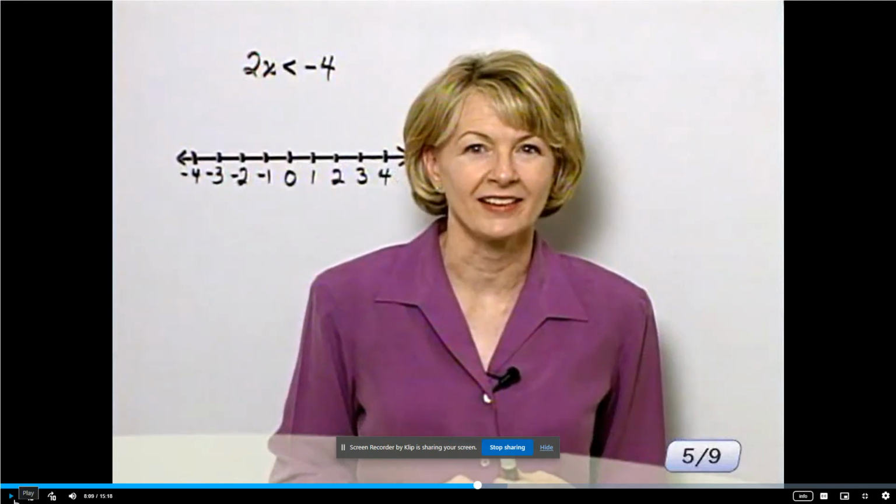Okay, guys. So I want you to try to solve this one on your own. What you're going to need to do is solve the inequality just like she did the previous one, and then graph it on the number line. If you need help, let me know.